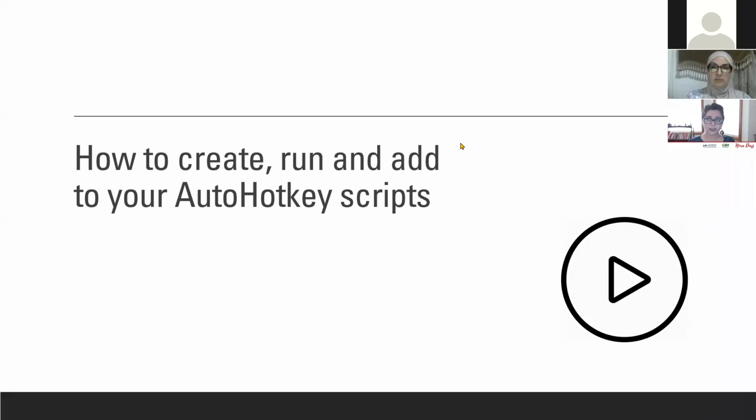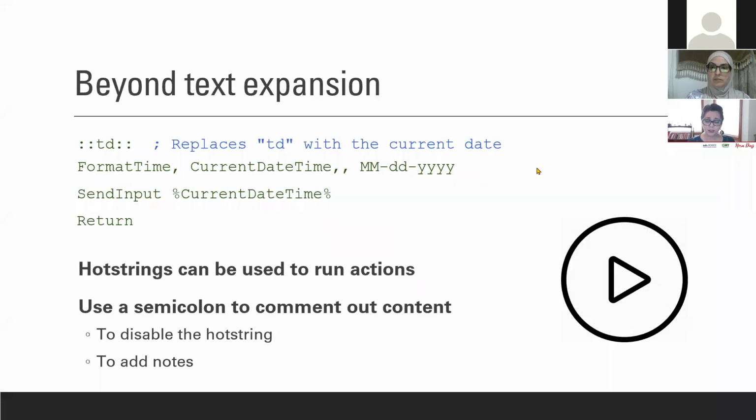Now, hot strings, like I said, are used for text expansion. Remember, the hot string syntax is a pair of colons, the abbreviation, another pair of colons, and then the expansion. But I want to clarify that hot strings can also be used for anything beyond text expansion. The only difference is that instead of having the expansion here, we create the hot string as we see it here, and then underneath that, we add the steps that we want to execute.